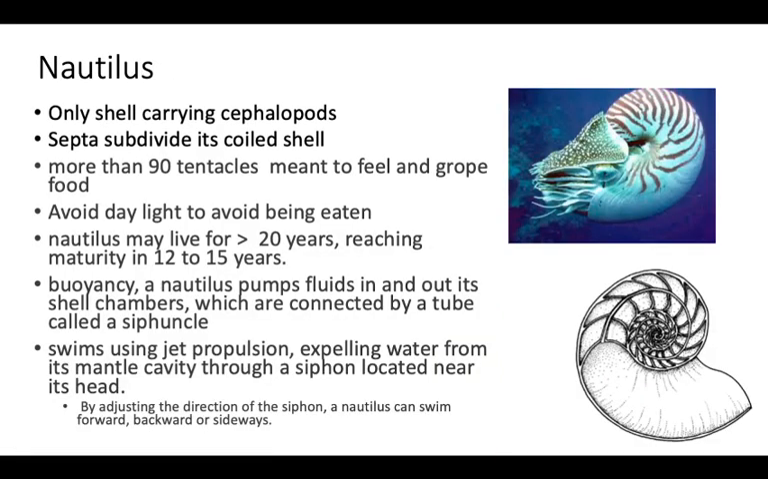Next, let's discuss these animals one by one. Nautilus is the only shell-carrying cephalopod, and its shell is divided by different septa. The youngest have 6 to 8 septa present as newborns, and there are more than 90 tentacles, and they avoid daylight because of these eye-like things.